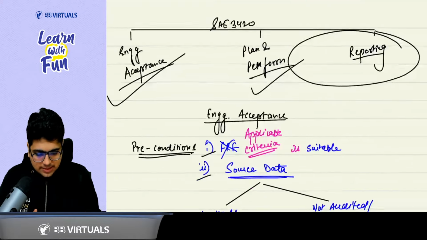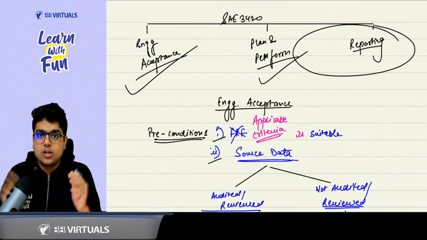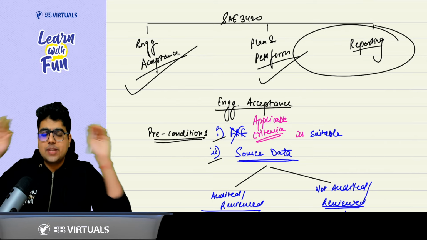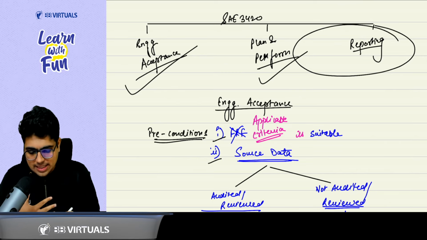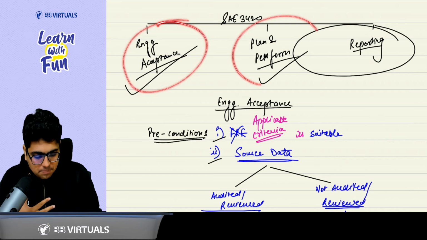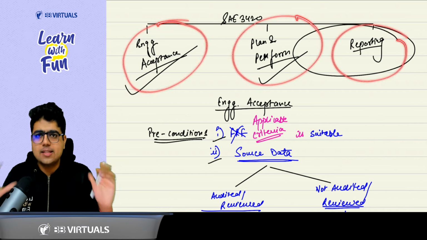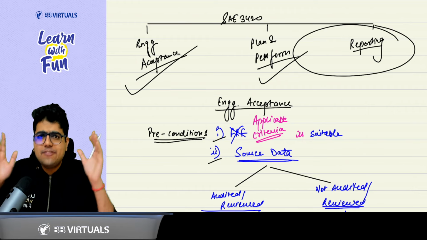Now, sir, comes the next topic. Again, like all the standards, we divide this standard into 3 parts for our practitioner. That is the engagement acceptance, planning and performing, and last part is reporting. All the stages are very, very easy.